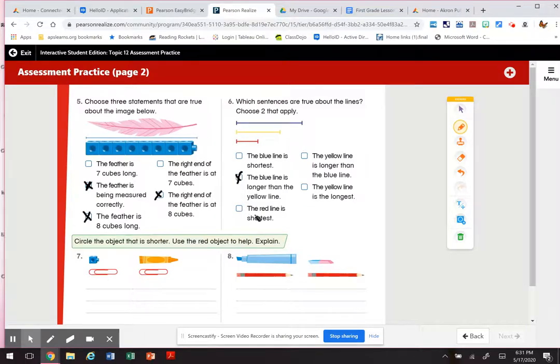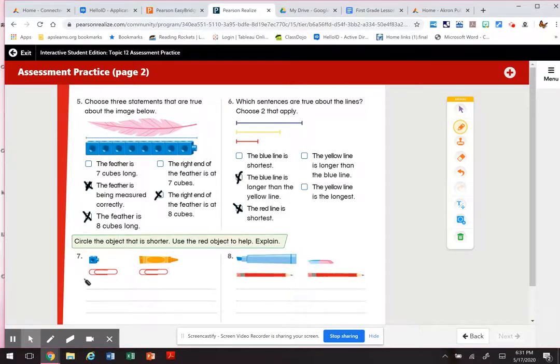This one says the red line is shortest. And it is. That one's true. So let's check these others. They said we could choose 2. We just chose 2. But let's go over here to make sure that these are correct. The yellow line is longer than the blue line. That's not true. The yellow line is the shortest, and that's not true. So yes, we did find the 2 correct ones.